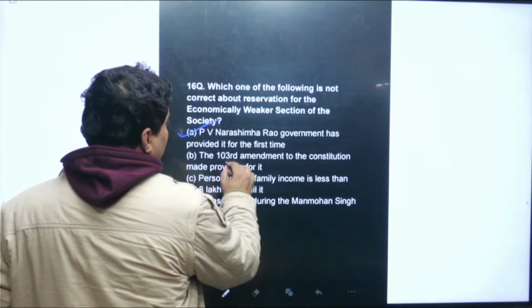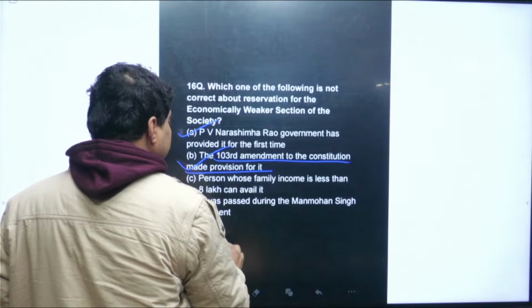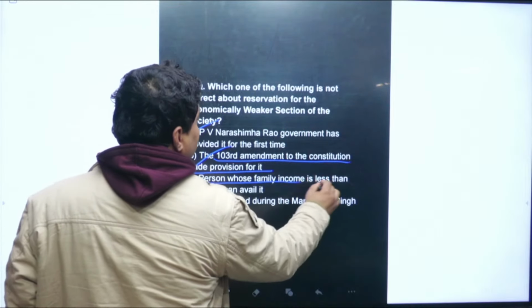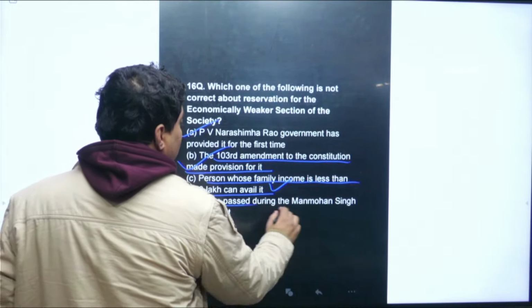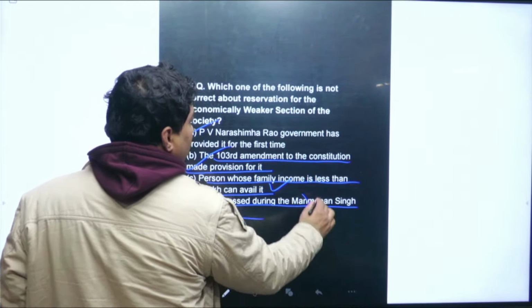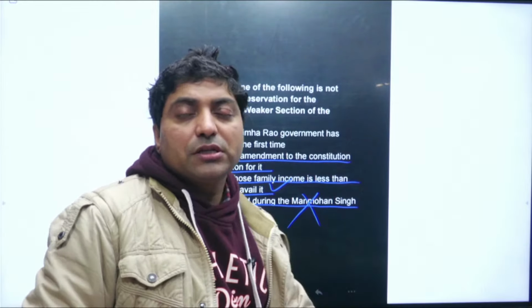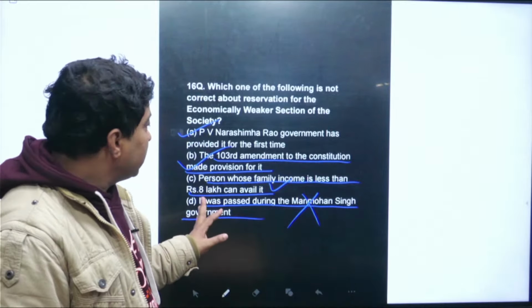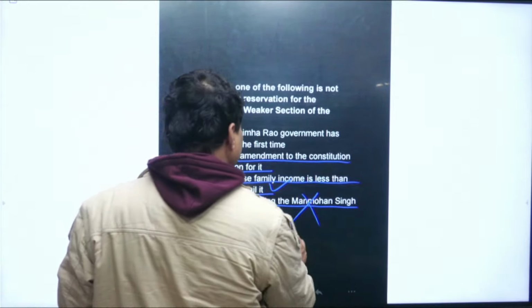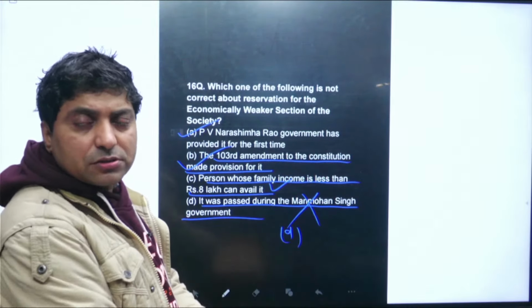The 103rd amendment to the constitution made provision for it, it is correct. Persons whose family income is less than 8 lakh can avail it, yes, correct. It was passed during the Manmohan Singh time, no, it was passed during the present Prime Minister, Mr. Narendra Modi, right, in 2019, right. So, this is not correct. So, D would be the correct option, choose.